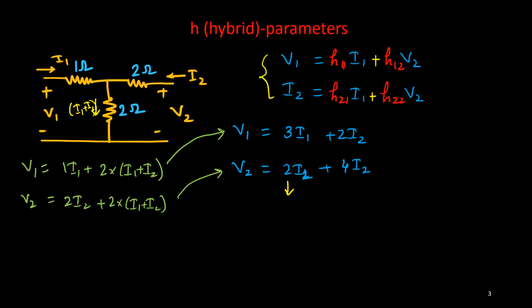We can rearrange it to get I2. So this 4I2 I can rewrite as V2 minus 2I1. What is I2? I can divide by 4: the I1 coefficient is minus 2 by 2, minus half I1, and plus V2 by 4. So I2 equals some constant multiplied by I1, that is your H21. So H21 is minus half, and H22 is 1 by 4. You can equate this, H21 is minus half and H22 is 1 upon 4. That's simple.